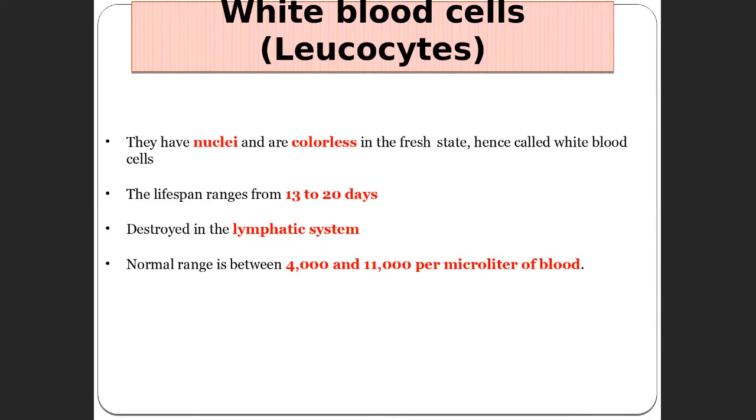White blood cells have nuclei and they are colorless. The average lifespan is 13 to 20 days, and they are destroyed in the lymphatic system. You will see 4,000 to 11,000 per microliter of blood. So you should know the count, where they are destroyed, and the lifespan, and that they are usually colorless, which is why they are called white blood cells.